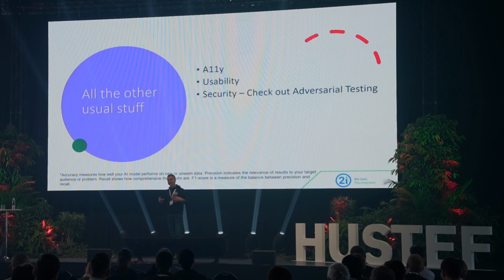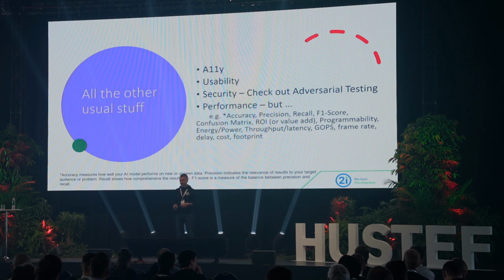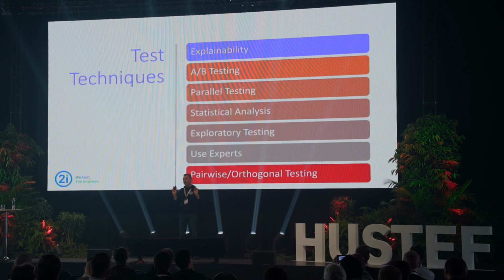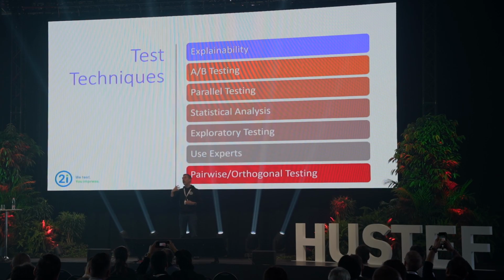So what we have to do is try it. How does the system handle it? Mess with the data, see if we can get it to break. And if we can, they're going to have to change the way the model works. And then performance. But as I said, it's not just speed and volume. And then we've got some test techniques. Explainability is something that is required by law for systems that make decisions.